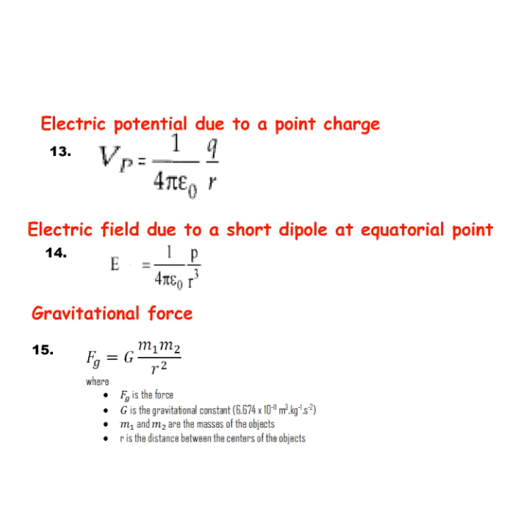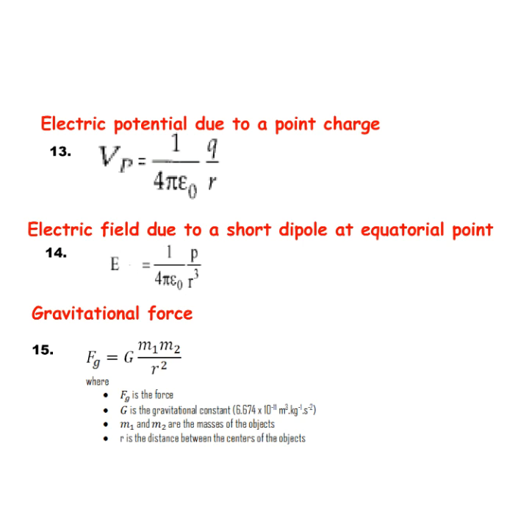Next, electric potential due to a point charge. Vp is equal to 1 divided by 4 pi epsilon naught, Q divided by r. We know epsilon naught is the permittivity of free space, Q is the charge, r is the distance. The next is the electric field due to a short dipole at an equatorial point. E is equal to 1 divided by 4 pi epsilon naught, p divided by r cube.